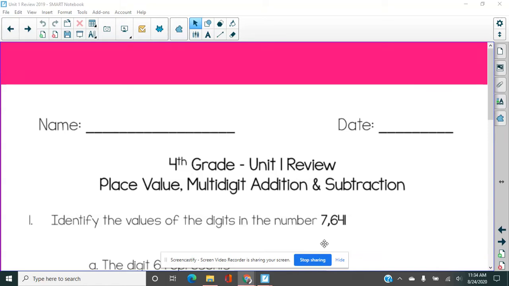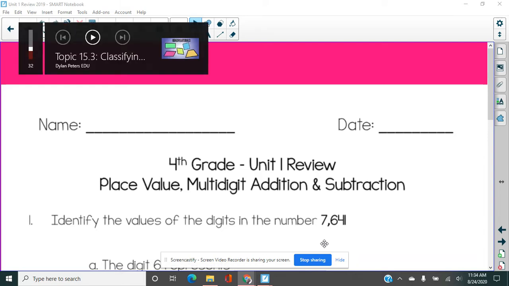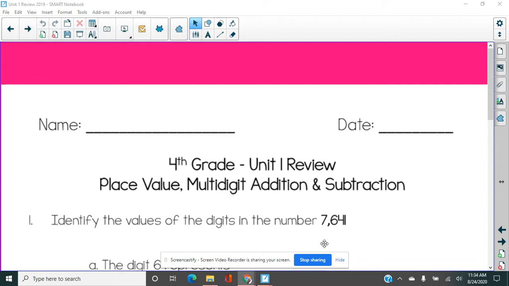Hello, fourth graders. Welcome. You have found the Unit 1 review. So we've been working for a few weeks and we have completed all of the skills in Unit 1. So we're going to review those skills today.